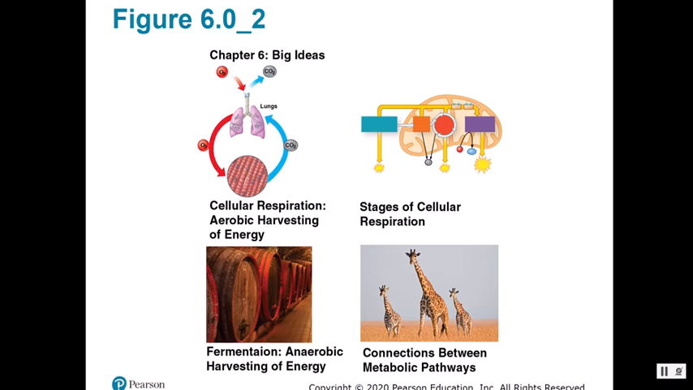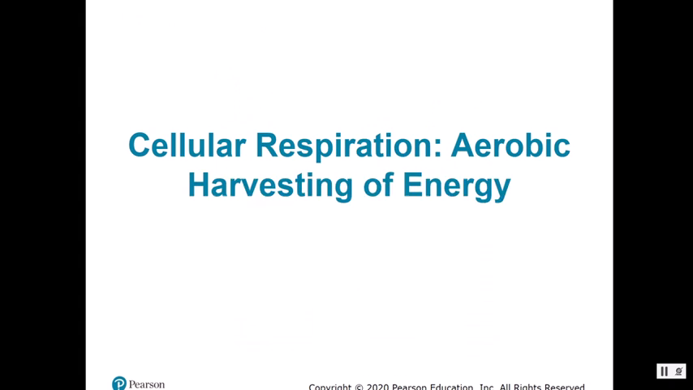All right, so just some of the big ideas. We're going to talk about cell respiration, the stages, and at the end of the chapter, we're going to talk about fermentation and what happens during fermentation, and then we'll kind of connect all these pathways at the very end. So, cell respiration is an aerobic harvest of energy. You need to know that that word aerobic simply means with air, with oxygen. So keep that in mind.